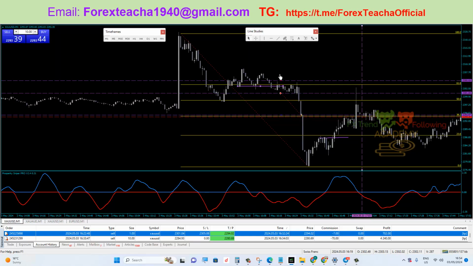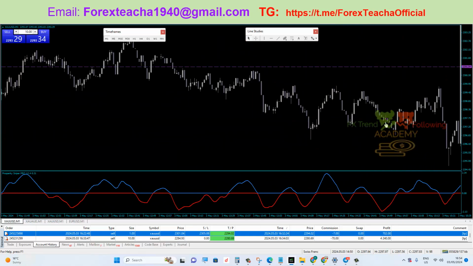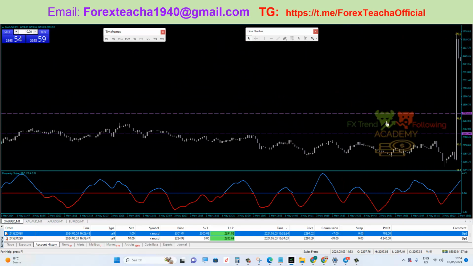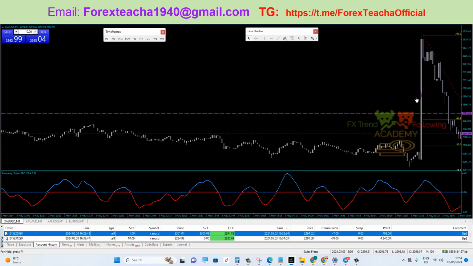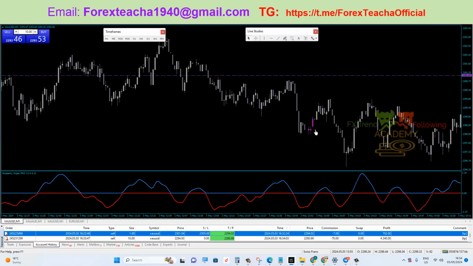So you can see most of these signals are very accurate, right? Even if I go back, this was before the news. So this candle right here dwarfs all the other candles here, but these were nice pips right here. Most of the times when I'm sending you signals, I'm just sending you these small moves, right? But you are still making money, right?